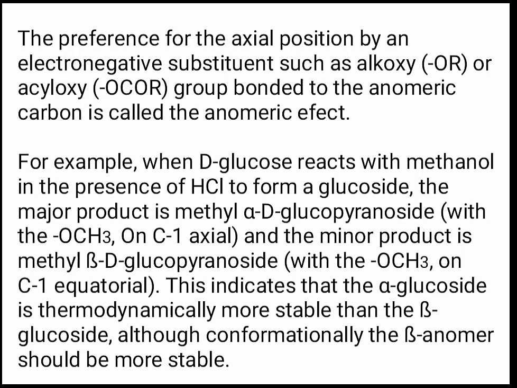For example, when D-glucose reacts with methanol in the presence of HCl to form a glucoside, the major product is methyl alpha-D-glucopyranoside with the OCH3 on C1 at the axial position, and the minor product is the methyl beta-D-glucopyranoside with the OCH3 group on C1 at the equatorial position. This indicates that the alpha glucoside is thermodynamically more stable than the beta glucoside, although conformationally, the beta anomer should be more stable.